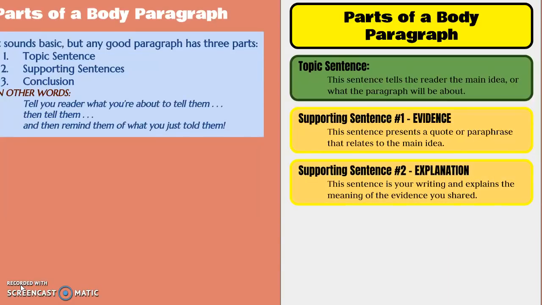After you give evidence, you also have to give a second supporting sentence, which is an explanation. This sentence is your writing only, and in this sentence you explain the meaning of the evidence that you shared in the previous sentence. Now, you'll continue doing that in this paragraph if you have more research. If you've got more evidence or examples to give from your research, then you're going to need additional supporting sentences.